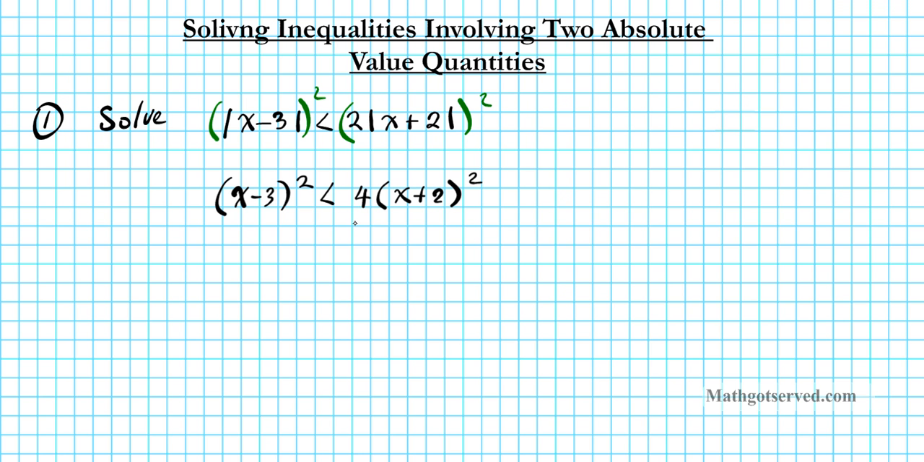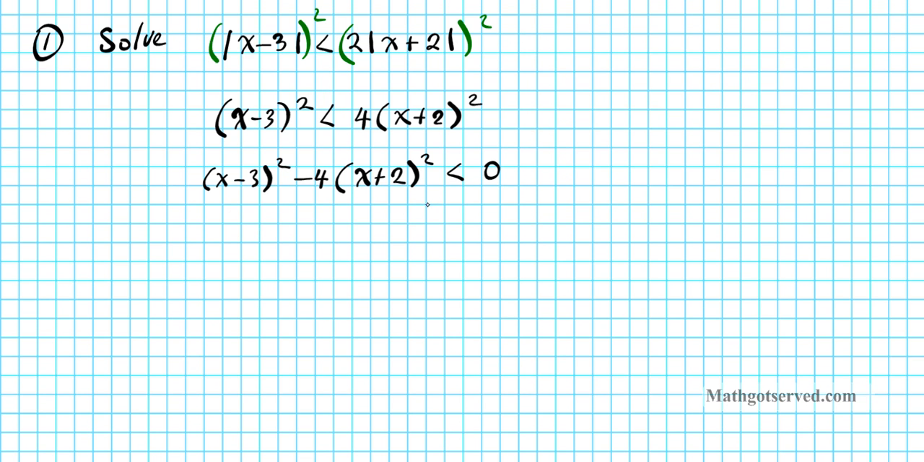Okay, now what I'm going to do next is set it equal to 0. You know how to place quadratic equations in standard form before you solve them. So that's the whole idea here, making it equal to 0. So I'll subtract 4 times (x plus 2) squared from both sides. So I'm going to end up with (x minus 3) squared minus 4 times (x plus 2) squared, and that will be less than 0. Okay? All right, now let's expand this completely to have an expanded quadratic inequality.